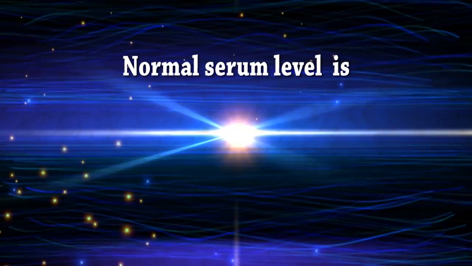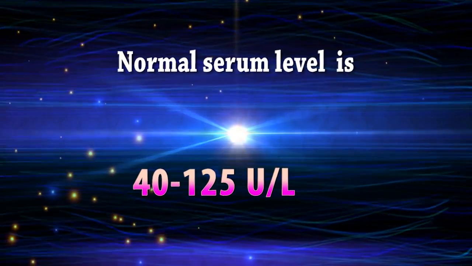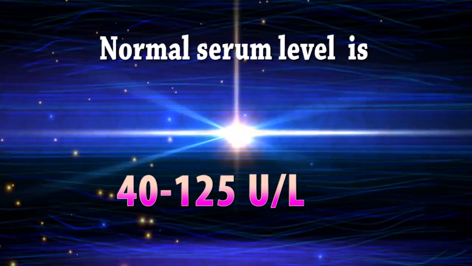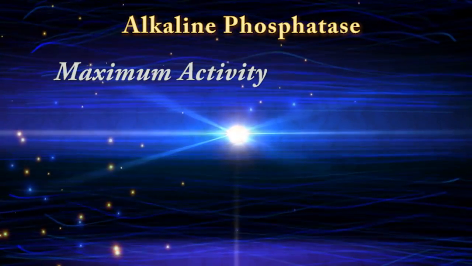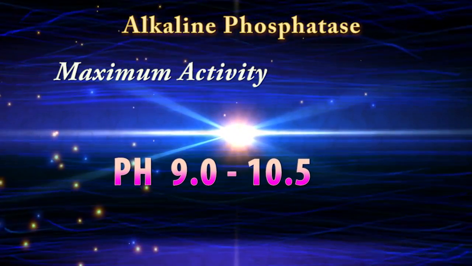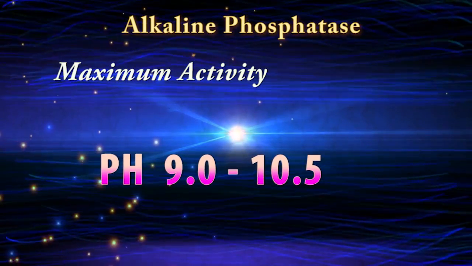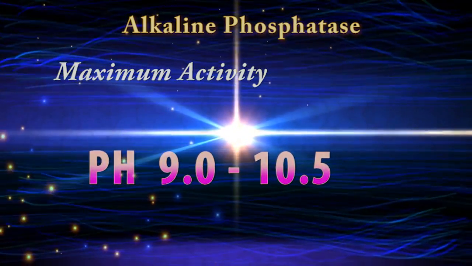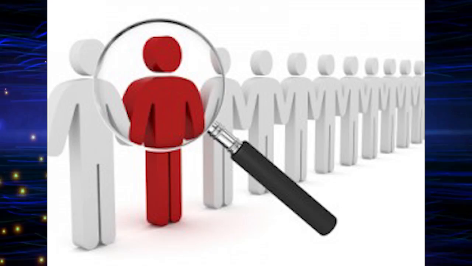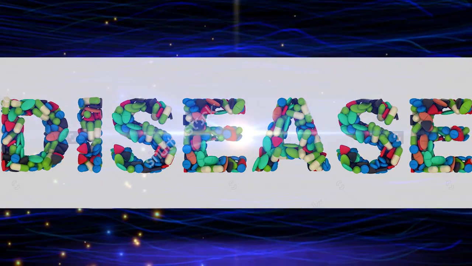The normal serum level of alkaline phosphatase is 40 to 125 units per liter. Alkaline phosphatase is an enzyme that has maximal activity at a high pH, between 9 and 10.5. Using the ALP test can identify liver, bone, or gallbladder diseases.